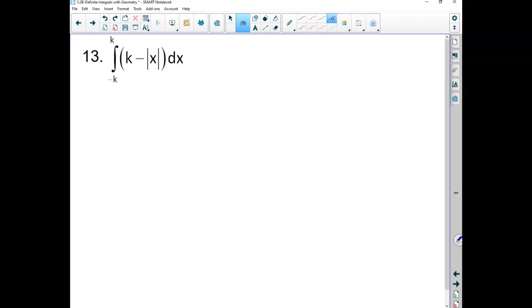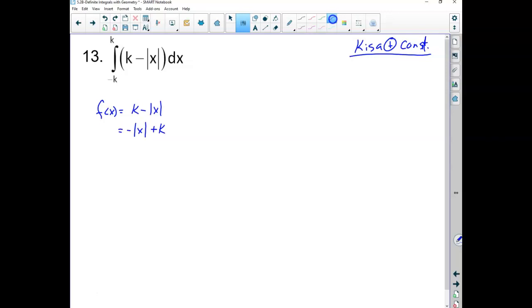Well, I can see the integral of k minus the absolute value of x from negative k to k. Don't forget, k is a positive constant in this case, and I know it is because it's in the directions. They will state that in the directions. So f of x is going to be k minus the absolute value of x, or I can think of it as the opposite absolute value of x plus k.